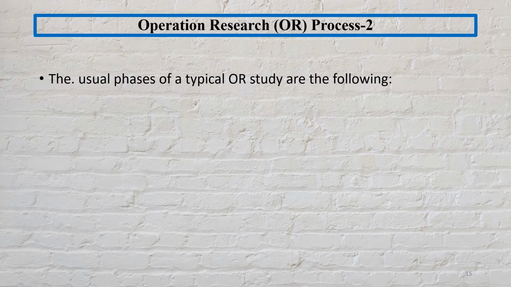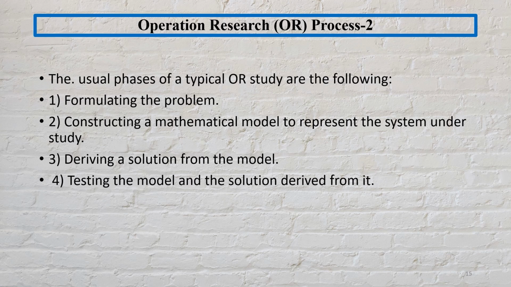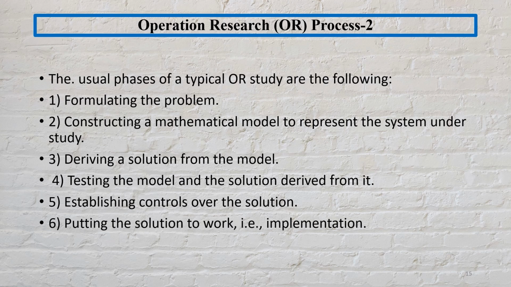The usual phases of a typical OR study are the following. First stage is formulating the problem. Second stage is constructing a mathematical model to represent the system under study. Third stage is deriving a solution from the model. The fourth stage is testing the model and the solution derived from it. The fifth stage is establishing control over the solution. And the sixth and final stage is putting the solution to work, that is, implementation.